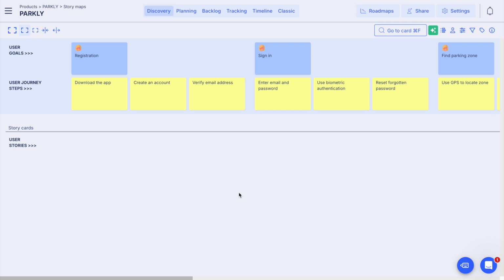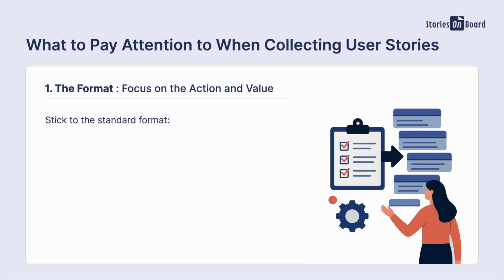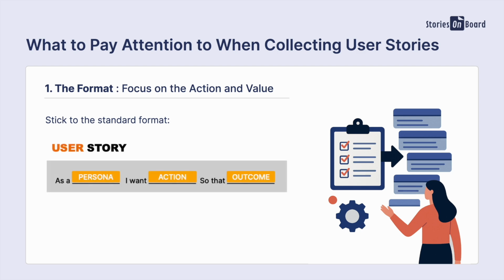Before we start collecting user stories, let's take a quick look at what to pay attention to when collecting user stories for an MVP. First, we need to capture user stories in the right format. Focus on the action and value. Stick to the standard user story format: As a user role or certain persona, I want to perform some action in order to achieve value or benefit, eventually the outcome. The format ensures every story is focused on a user action and delivers clear value. If you can't articulate the value for your user, that story probably doesn't belong in your MVP.